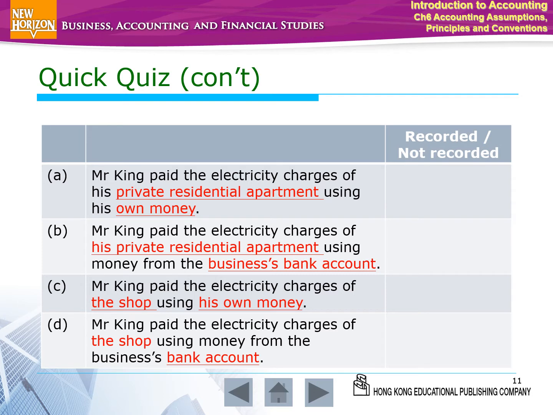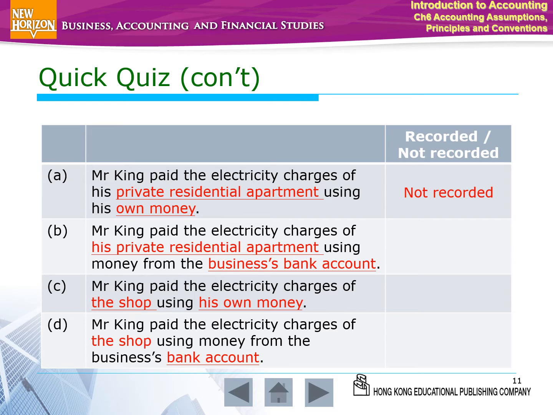The answer is not recorded, because Mr. King has spent some money for his private residential apartment using his own money. That means Mr. King has not used the money from the business. So this is not related to the transactions of the business.